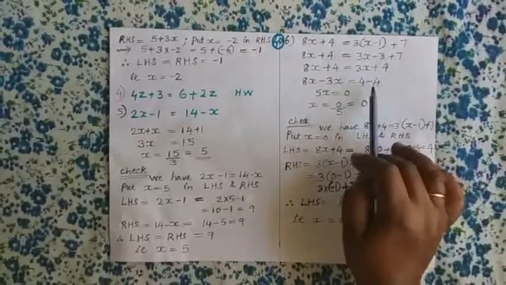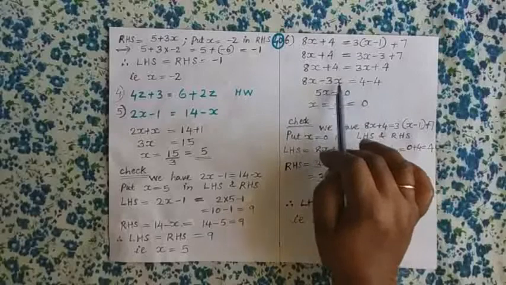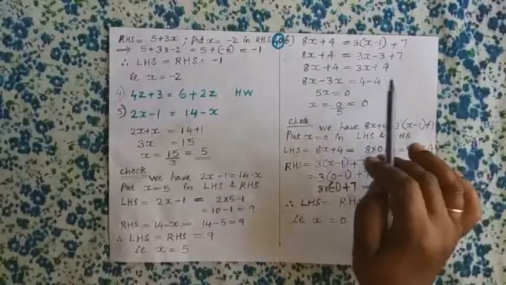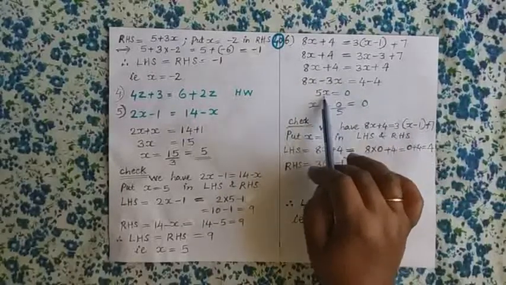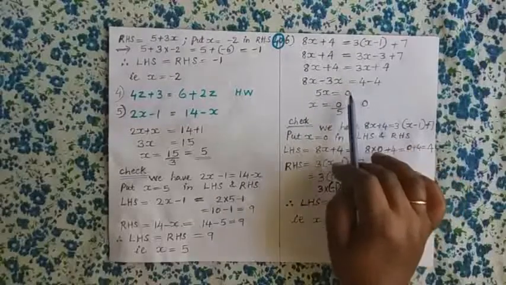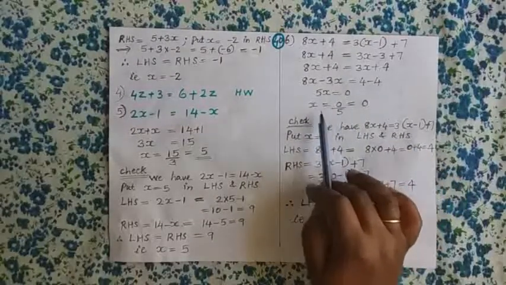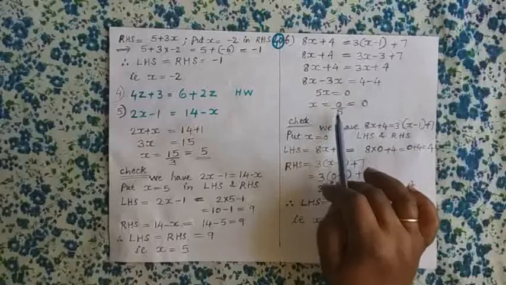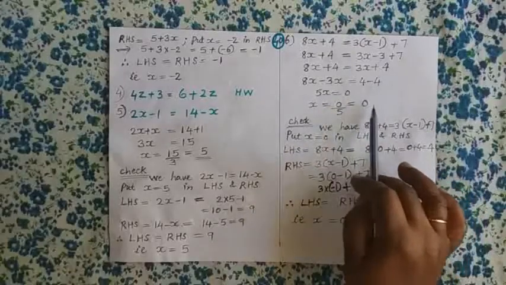We have kept the like terms on one side, that means variables on one side, constants on one side. So 8x minus 3x is what? 5x. 4 minus 4 is what? 0. So 5x is equal to 0. So the value of x is what? 0 divided by 5, which is 0. We got the value of x as 0.